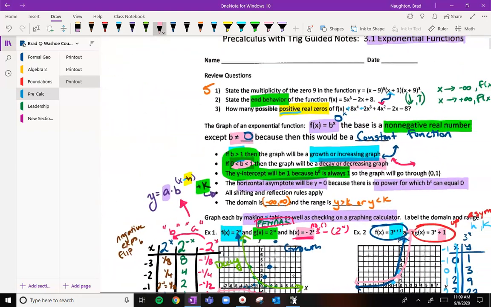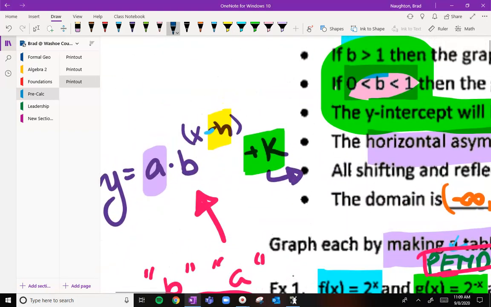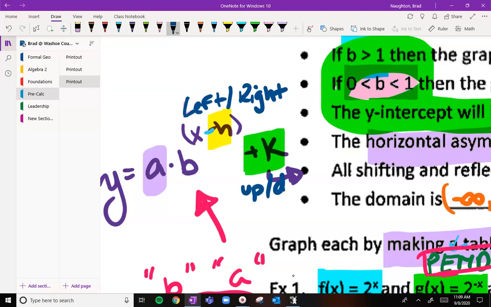So let's go back up here. This is going to be our left and right. And as mentioned, the k is going to be up and down, but it's also going to move your asymptote as well. You good with that?